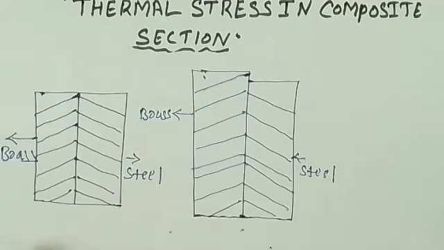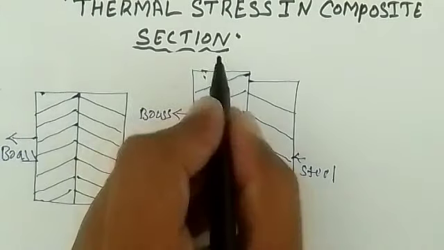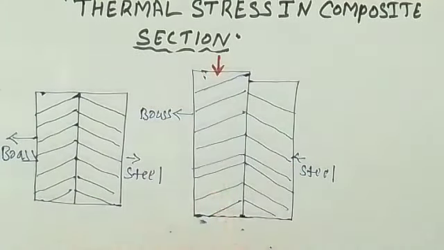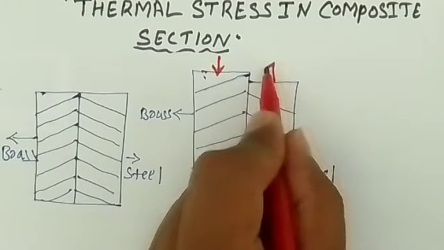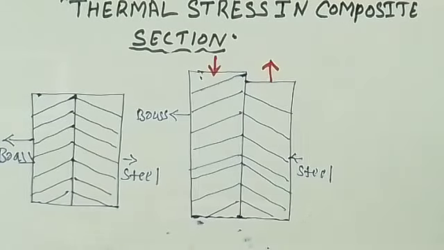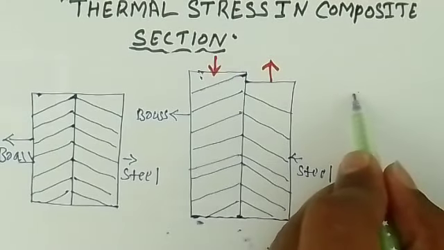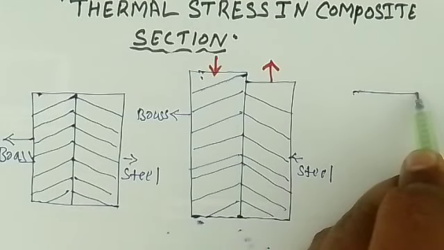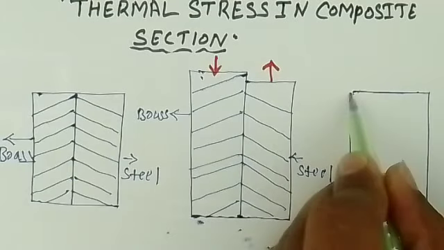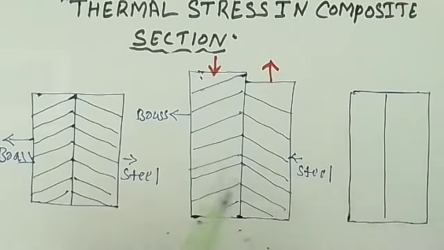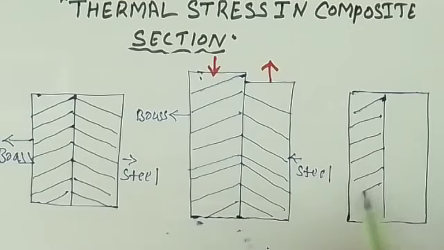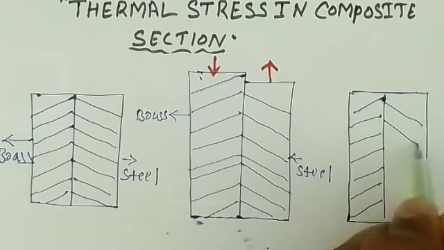Meaning equal expansion. For that, I am applying the compressive force on your brass. So you are pushing the brass and you are pulling the steel. This is the second case. Now the final product you will get like this. This is your final shape after expansion and after applying the compressive and tensile load on brass and steel. So this is how you can see the things.